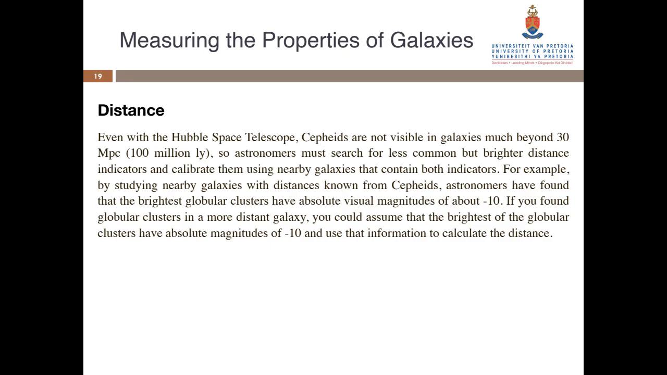For example, by studying nearby galaxies with distances known from Cepheids, astronomers have found that the brightest globular clusters have absolute visual magnitudes of about -10. You would then assume that the brightest globular clusters in a more distant galaxy have absolute magnitudes of -10 and use that information to calculate distance.